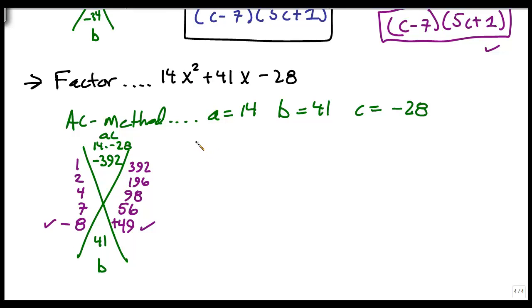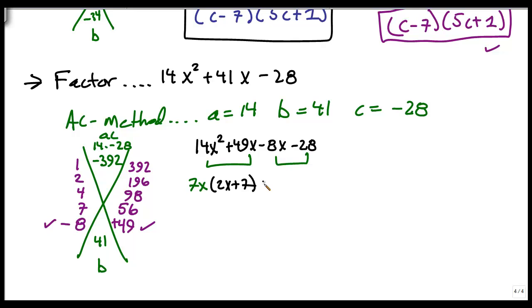So let's take our 14x squared. And now instead of 41x, let's rewrite it as 49x minus 8x minus 28. Grouping, we're going to take these two groups together. We're going to go ahead and pull out a 7x. If I factor out a 7x, I'm left with 2x plus 7.